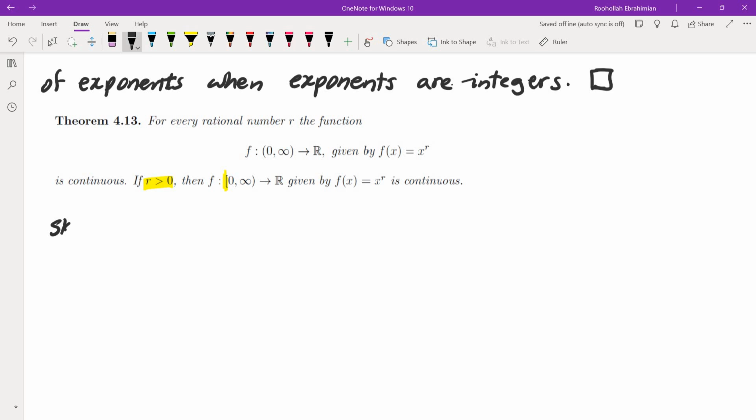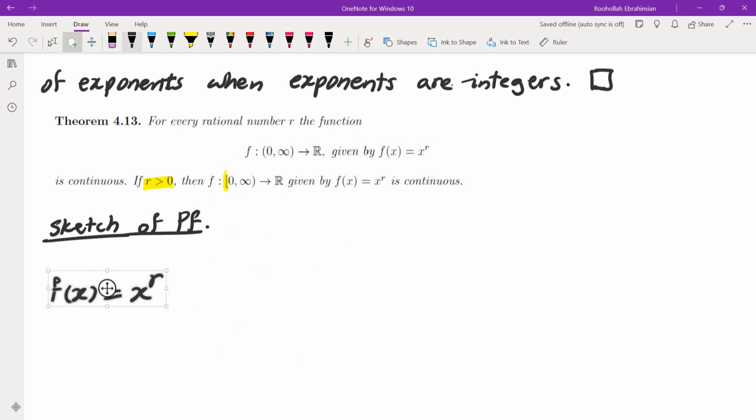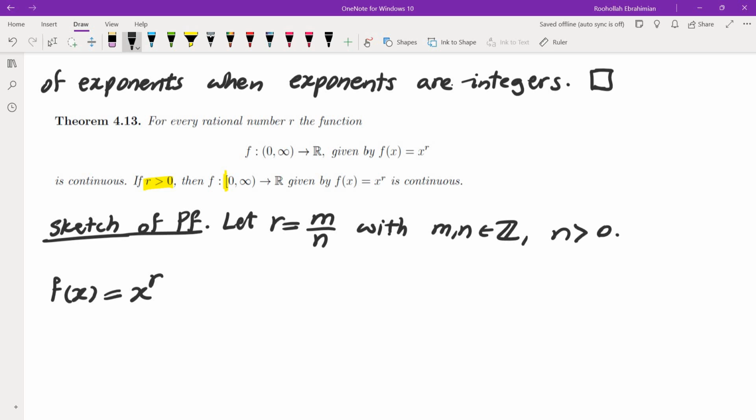And the reason, if you look at the first one, is that this function is a composition of two functions. So look at f of x equals x to the power of r. If you write r as a ratio of two integers, let r be m over n with m and n integers and n positive, then x to the power of r becomes x to the power of m to the power of 1 over n.